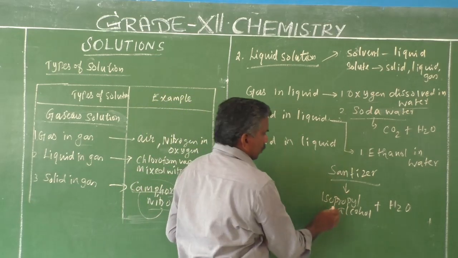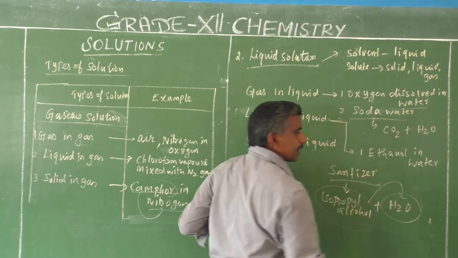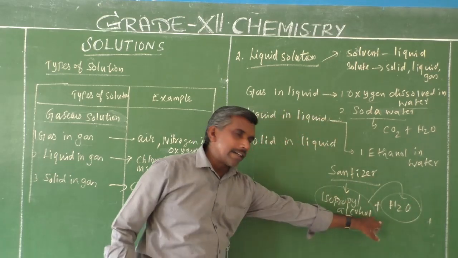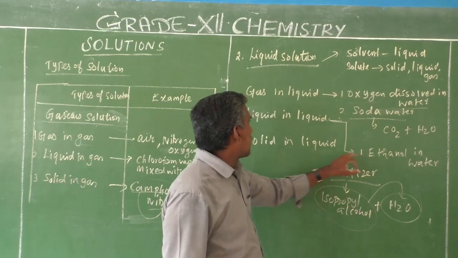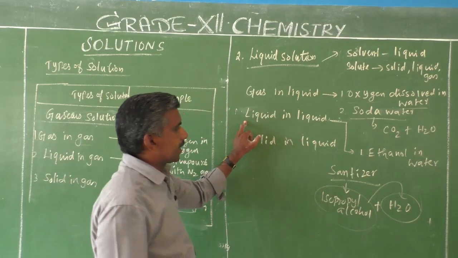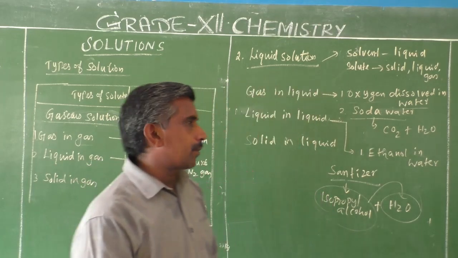This is hand sanitizer. What? Liquid in liquid solution. This isopropyl alcohol is a liquid and the solvent is a liquid. This is the solute, and this is known as the solvent. So sanitizer, what type of solution? Liquid in liquid type of solution.